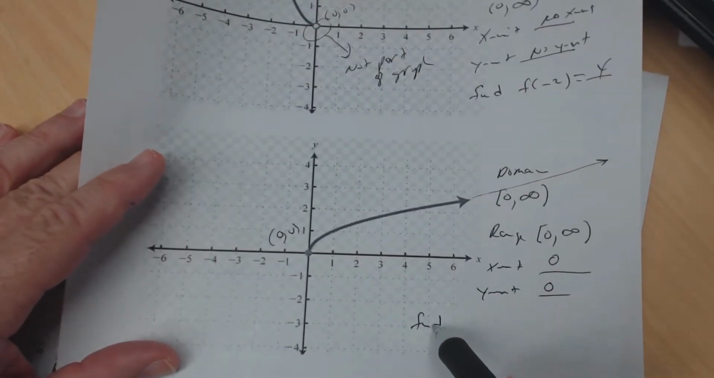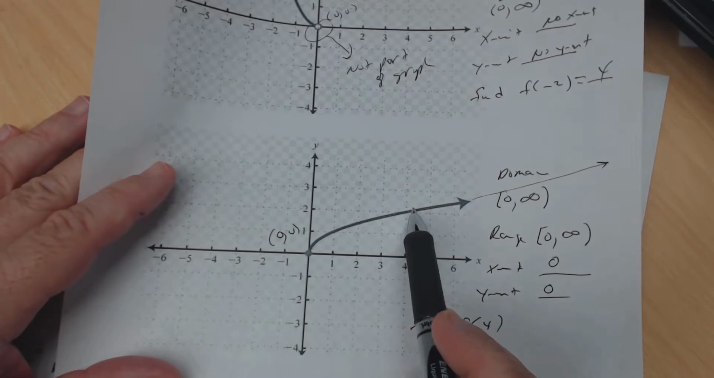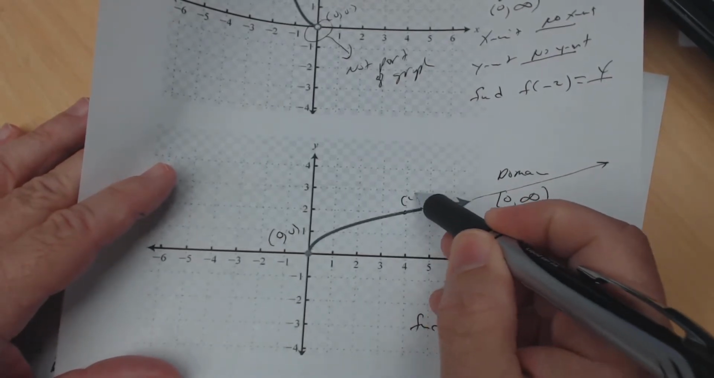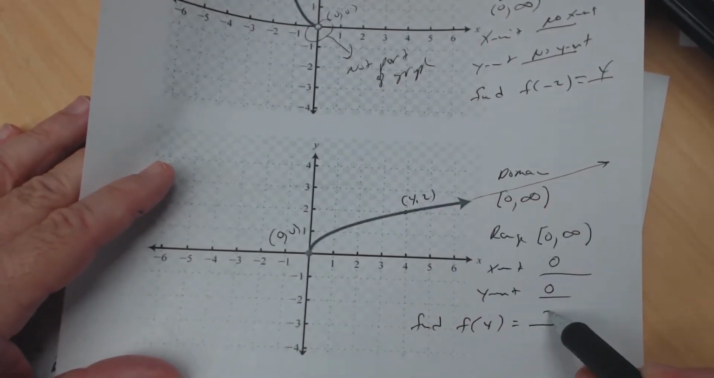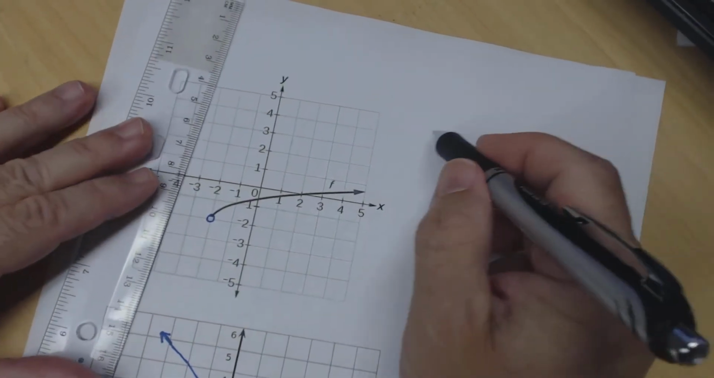Okay, let's find f of, let's say, 4. f of 4. So when x is 4, what's the y value? Well, that y value here is 2. So we say equals 2. All right? Okay, now this one. So domain.